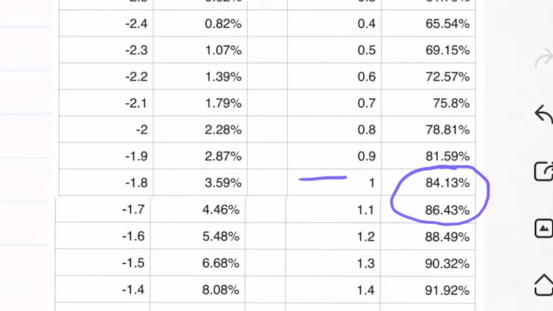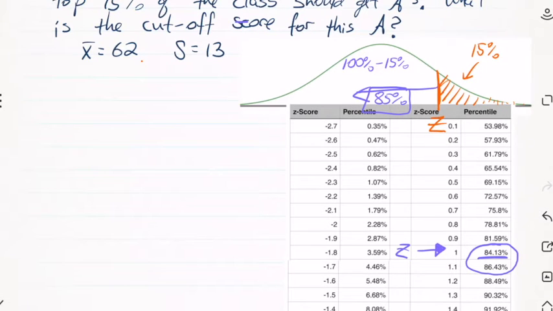So the closer number is actually z equals 1. So we're going to take this guy. Again, on a spreadsheet, it would be a little bit more accurate, but we're not being perfect here. So we're going to use a z-score of 1. So this cutoff score for z is going to be z equals a positive 1.